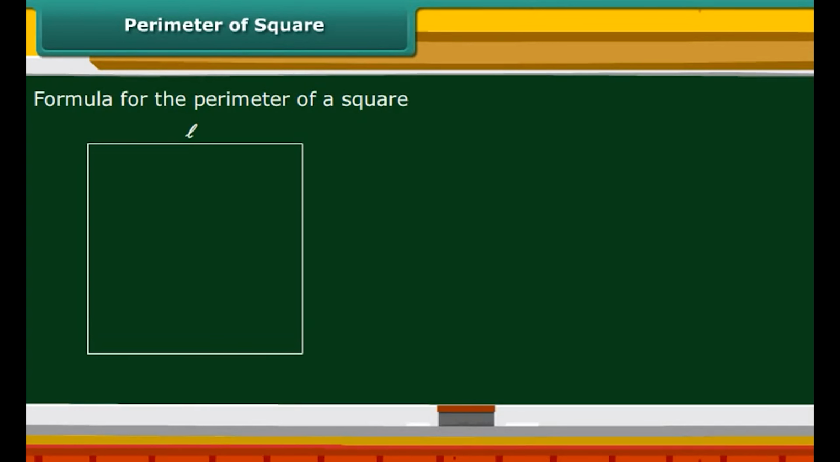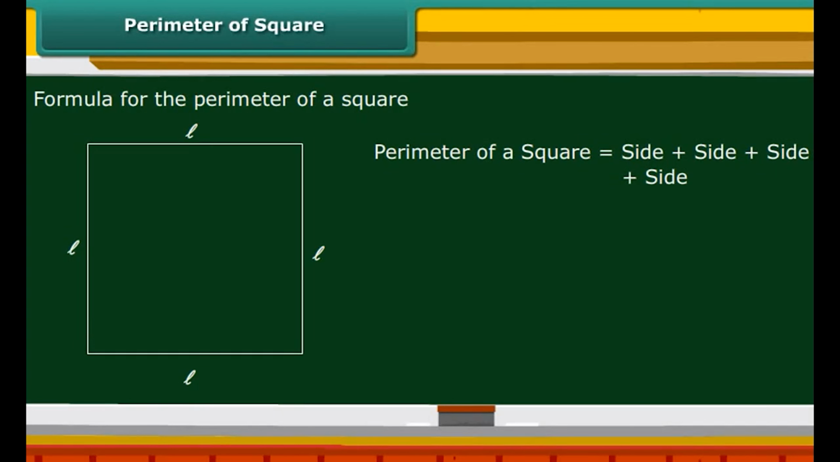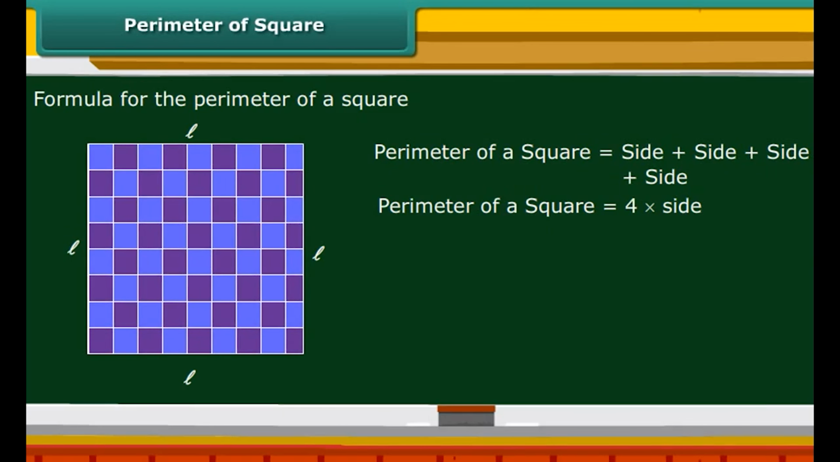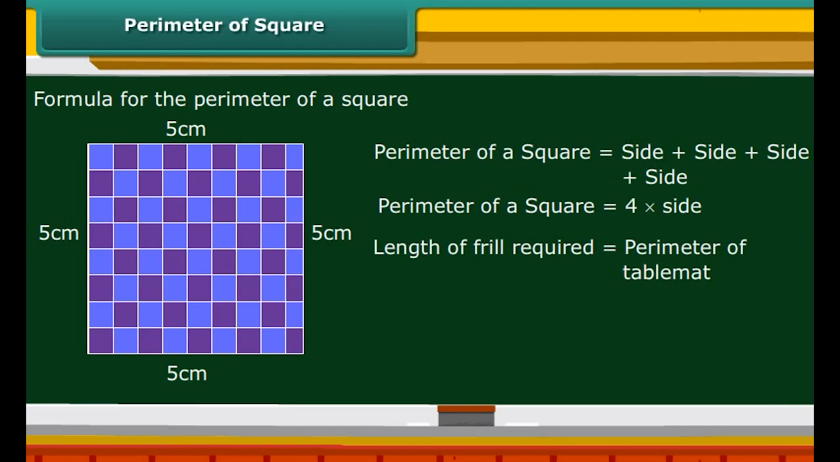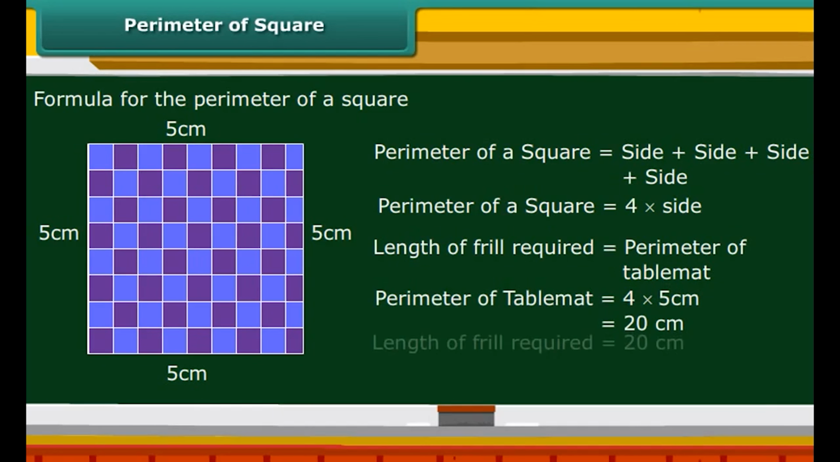Now let us work out the formula for the perimeter of a square. You are already aware that all the 4 sides of a square are equal in length. Therefore, the perimeter of a square is 4 multiplied by its side. Now you want to add frills to all sides of a square table mat, length of whose side is 5 centimeters. Calculate the length of the frill required. The length of the frill required is equal to the perimeter of the table mat. The perimeter of the table mat is 20 centimeters. Therefore, 20 centimeters long frill is required.